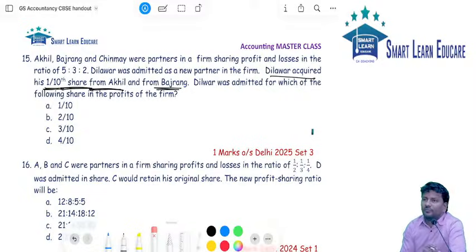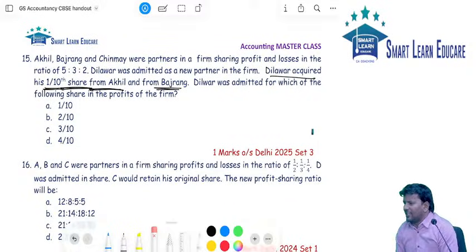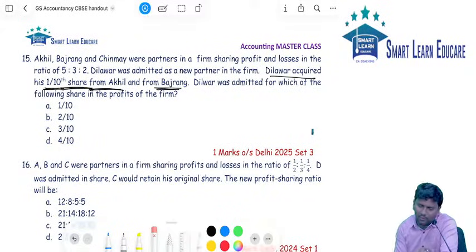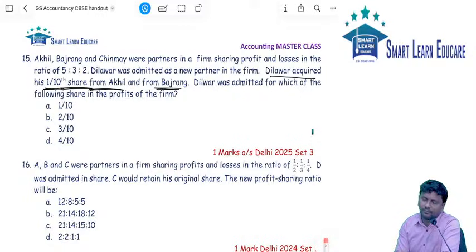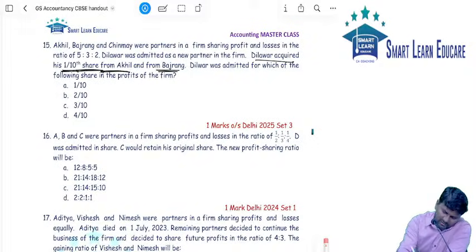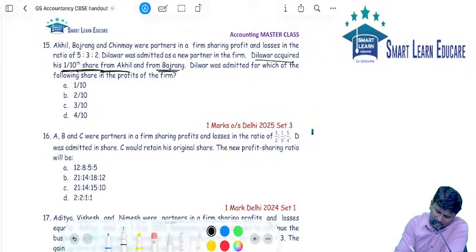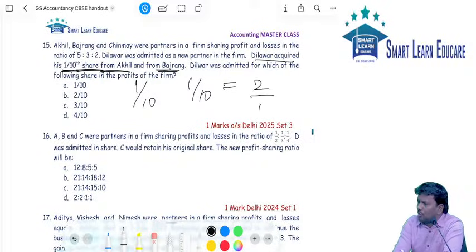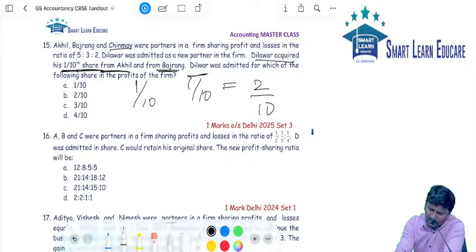ரொம்ப ஈஸியான கொஸ்டின். 1/10 A கிட்ட இருந்து வாங்கியிருக்கான், B கிட்ட இருந்து 1/10. அப்போ ரெண்டு பேர்கிட்ட இருந்து எவ்வளோ வாங்கியிருக்கான் அப்படின்னு ஆட் பண்ணால் போதும். அதான் வந்து இந்த கொஸ்டினோட ஆன்சர். குயிக்காக ட்ரை பண்ணுங்க. 2/10 அவ்வளோதான். A கிட்டேருந்து 1/10, B கிட்டேருந்து 1/10. அப்போ டோட்டலாக 2/10. அதான் அவனோட ஷேர். கொஸ்டினில் நியூ ரேஷியோ கேட்கல, அவனோட ஷேர் என்னன்னு கேட்குறான். இதில் C சாக்ரிஃபைஸே பண்ணலை.